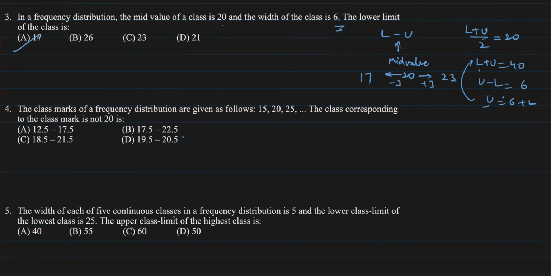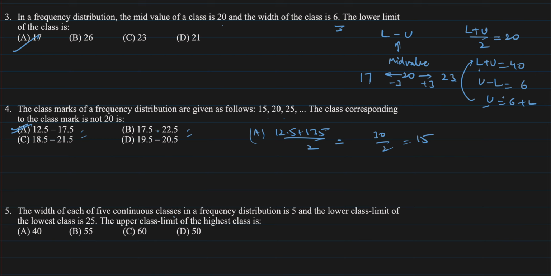Okay, students. Question number 4. The class marks of a frequency distribution are given as follows: 15, 20, 25. These are the class marks given. You have to check which of these intervals has a class mark that is not 20. Let's check. Starting with the first one, 12.5 plus 17.5 by 2, which is 30 by 2, 15. So we get the answer from the first one itself. Here the class mark is not 20.